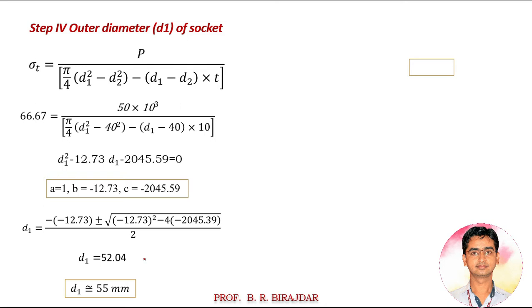See, here you have to take care that we have to round up. What happens if we increase the dimension? Then the load carrying capacity of the component will increase. So always the minimum requirement is what? 52.04. If you take 53, again no problem. But always we try to round up to the nearest convenient value. So here it is 55 mm, right? So we will get D1 as 55 mm.